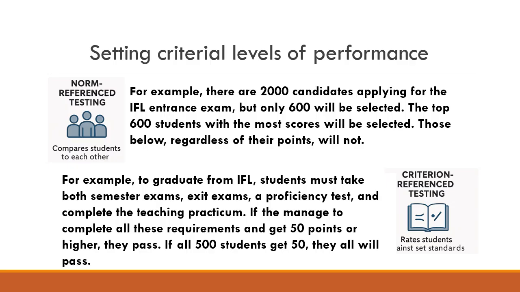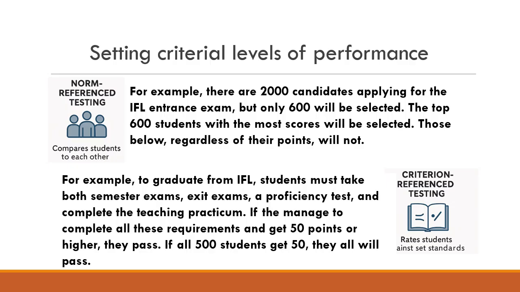They don't compare you with other students, which means if all 1,000 students get 50%, they all pass. You know what I mean? They do not rank you or put you among the passing group and failing group, okay? If you can match it, if you can get all these requirements, if you can get 50 points overall, then you pass. Easy as that, right?